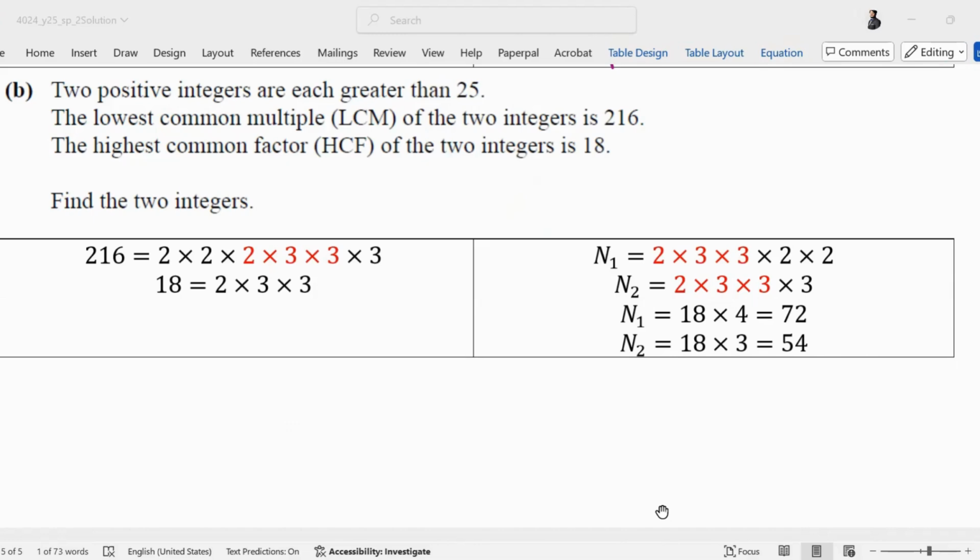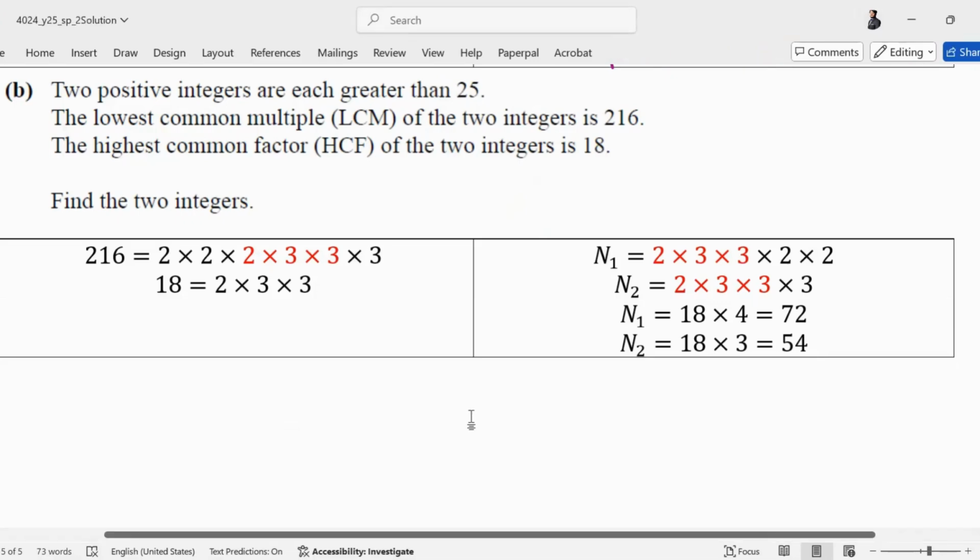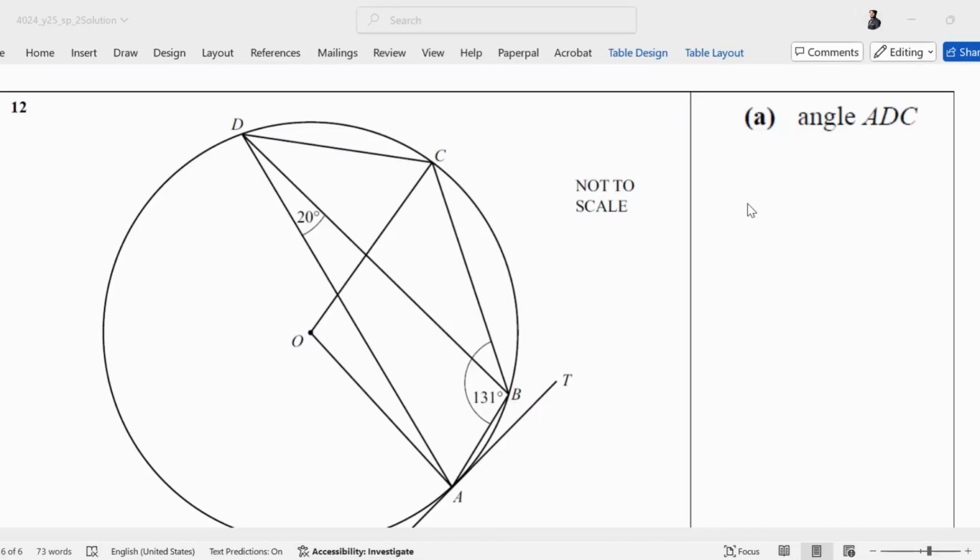Moving on, question number 12. So moving on to question number 12, we need to find these four values.